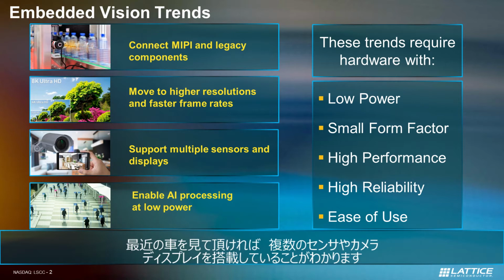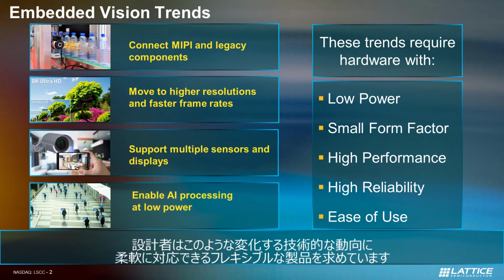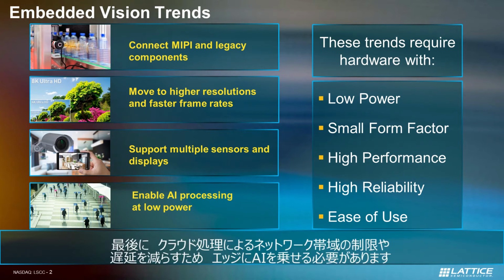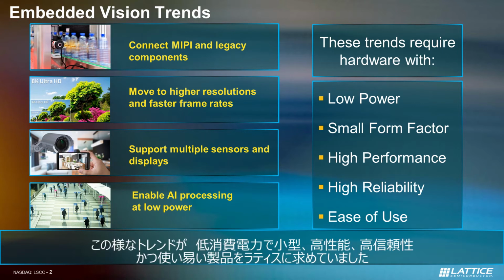Just look at the cars today. They have more sensors, cameras, and displays than ever before. Designers need a part with flexibility to accommodate these rapidly changing requirements. Lastly, we need to apply AI at the edge to reduce latency and offload network traffic and cloud-based computation. These trends require Lattice FPGAs to address low power, small form factor, high performance, high reliability, and ease of use.